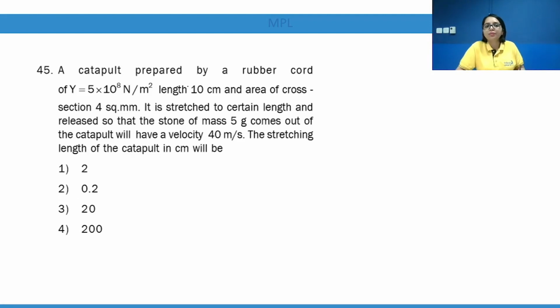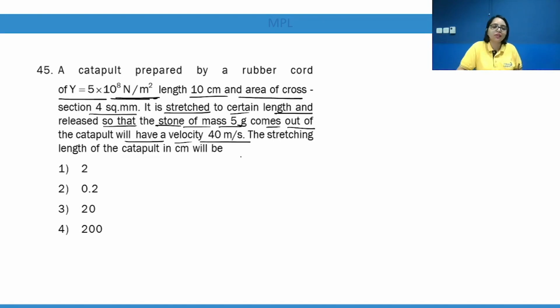A catapult prepared by rubber cord of Young's modulus Y, 5 into 10 power 8 Newton per meter square, length 10 centimeter, and area of cross section 4 square mm. It is stretched to a certain length and released so that the stone of mass 5 grams comes out of the catapult with a velocity of 40 meter per second. The stretching length of the catapult in centimeter will be?